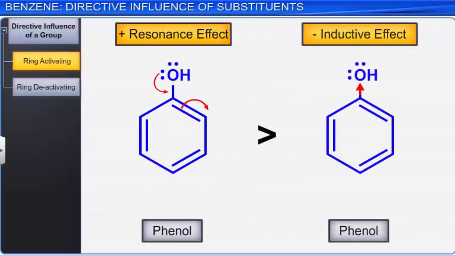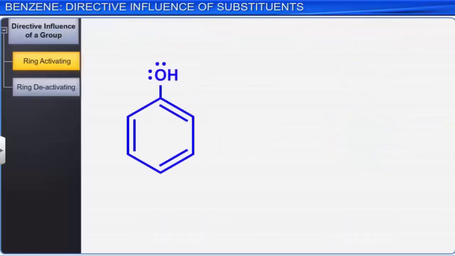Due to the plus resonance effect of the hydroxyl group, the ring gets activated and the incoming electrophile is directed to the ortho and para positions.